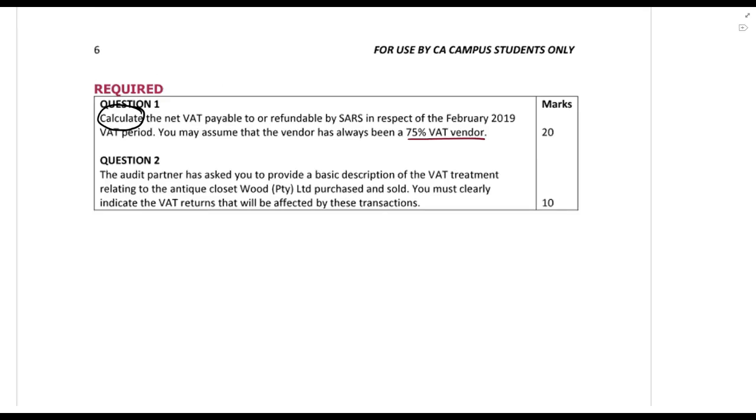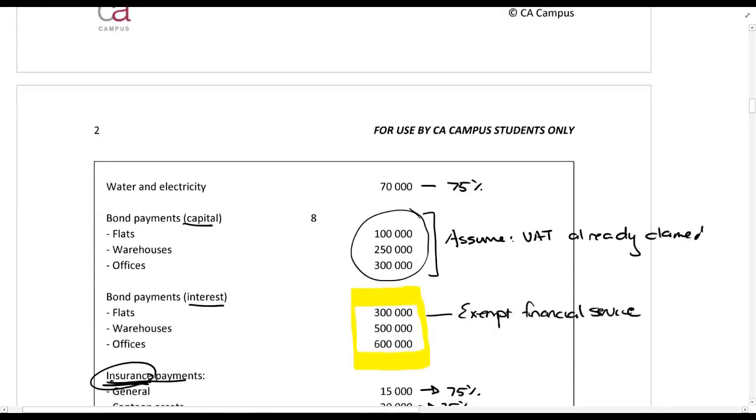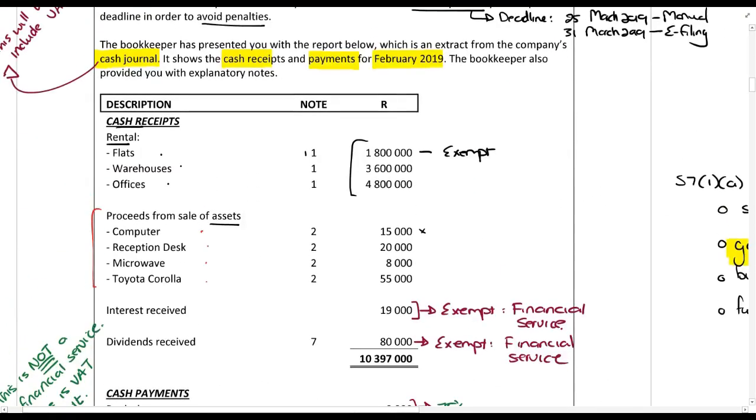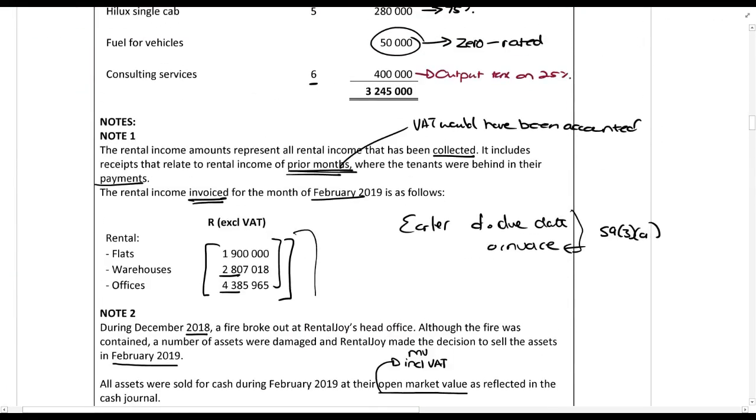So let's go and look at our question. Let's start all the way at the top. Remember, we have to do this now for February. Our very first one that we start with is the rental income for the flats, warehouses and offices. You'll remember that the cash receipts amount we see over there is different from the amount that was invoiced. We have to use the invoiced amounts. So we start with the rentals for the flats, warehouses and offices.